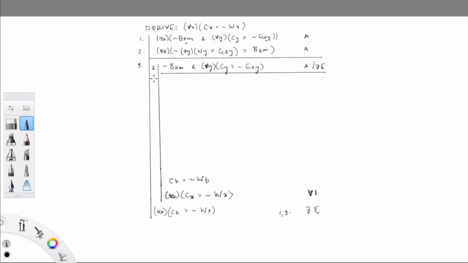So one thing that we can do right away is just take line 3, it's a conjunction, so we can just break it into its component sentences by conjunction elimination. So we've got tilde B, A, M, and we've got the universal generalization for all y, if Cy, then tilde G, A, Y. Those both come from line 3, ampersand elimination.